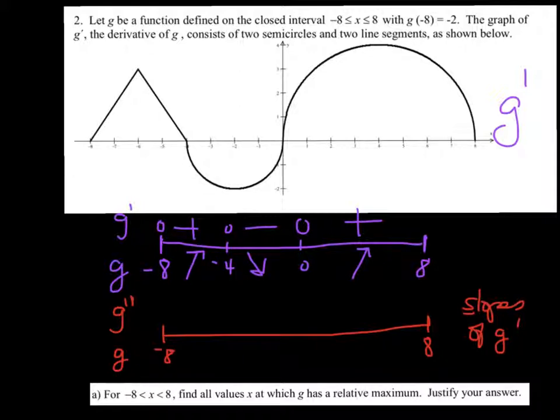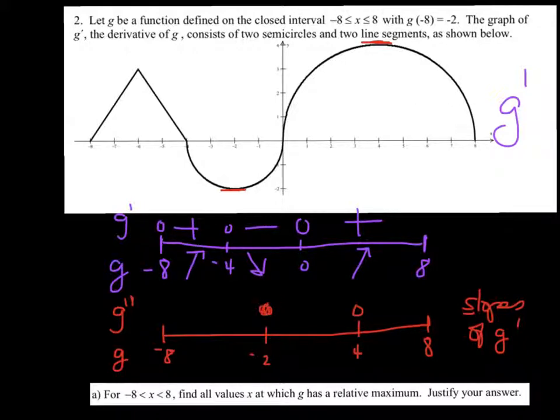So let's take a look at our graph of G prime. Where are the slopes either equal to 0 or undefined? Are there any horizontal tangents? So I can see that right here there is a horizontal tangent, and right here there's a horizontal tangent. So I have 2 zeros. So I'm going to go ahead and put those on. All right, I have -2 and I have +4, and those are zeros.